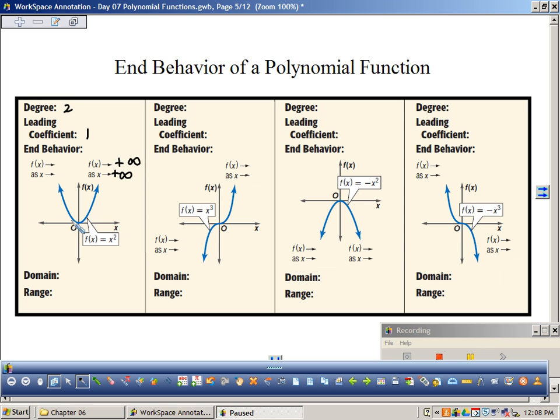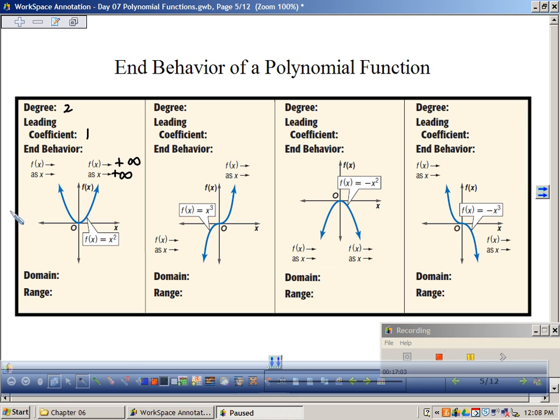Let's talk about when x is going in the negative direction towards infinity. When x is going in the negative direction, what is y doing? It's going in the positive direction, right? So as we're going out here in the negative direction for x, y is going in the positive direction. Okay?